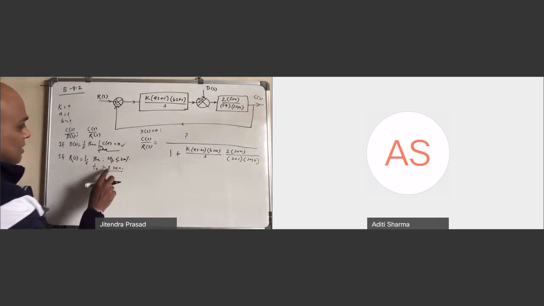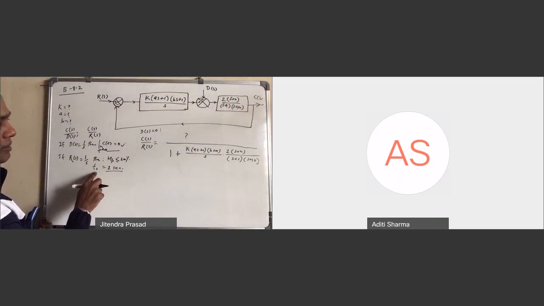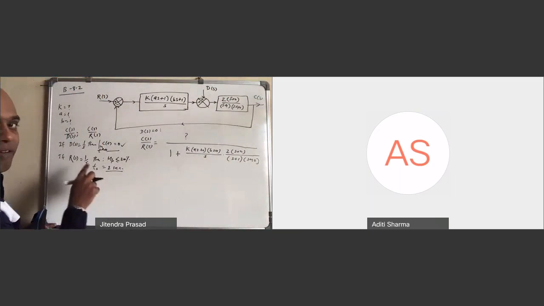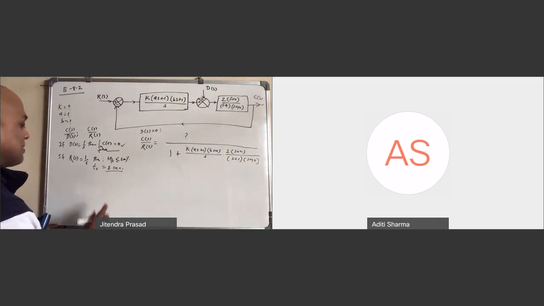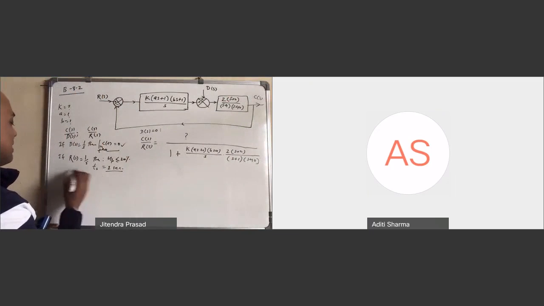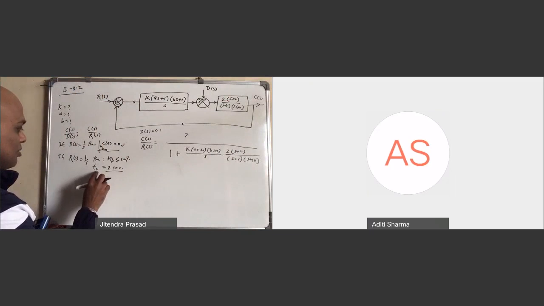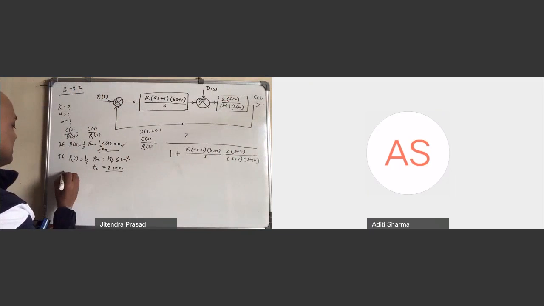Now, a few things are given. Settling time is given. When you say settling time, that really means a few things are given, like zeta is given to be specific. And you know that the settling time Ts equals 4 times T, where T is tau.